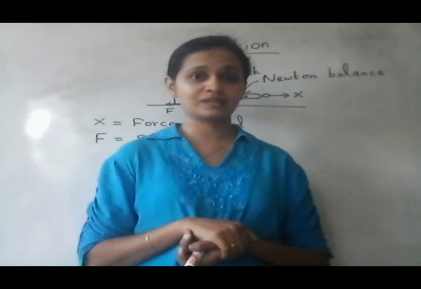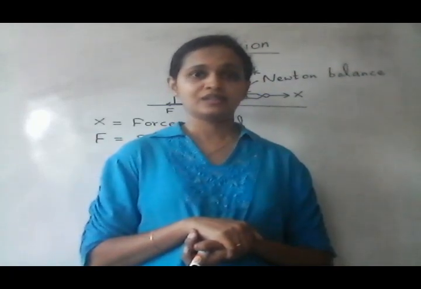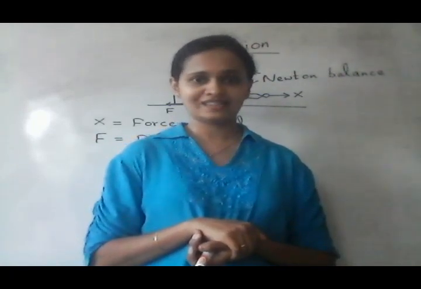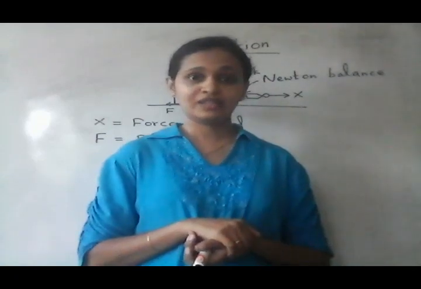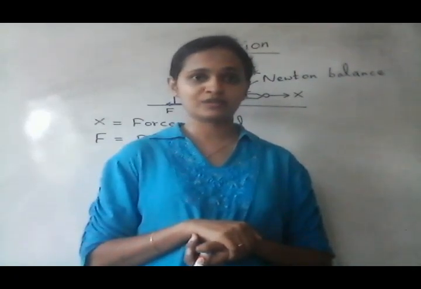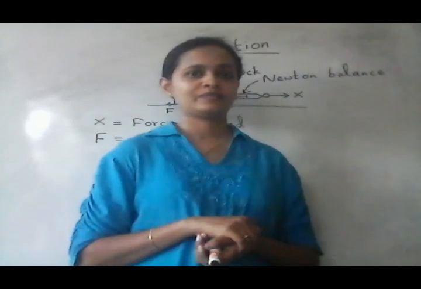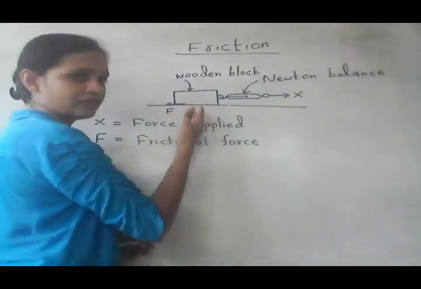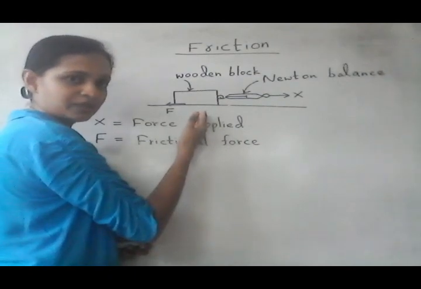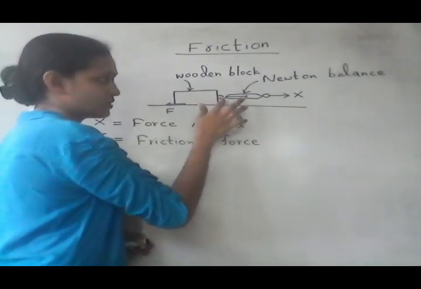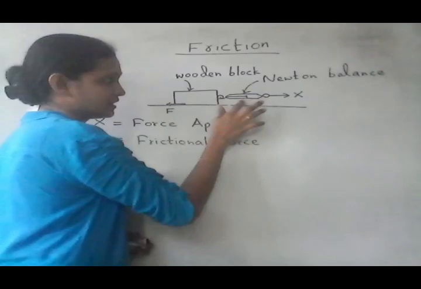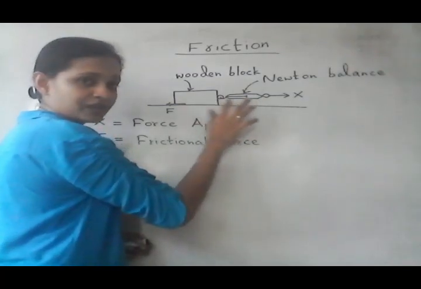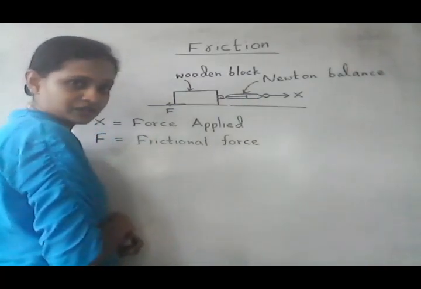So this is always applied in between the surfaces in contact. So we learn about different types of frictional force. Here I have drawn a wooden block which is on the surface of a table, and by using a hook I have connected a Newton balance to apply a force on the wooden block.